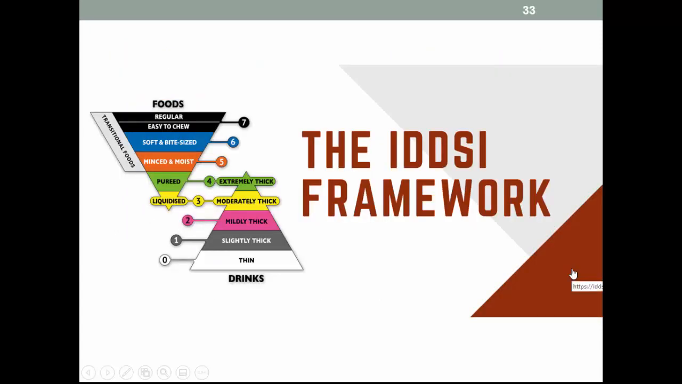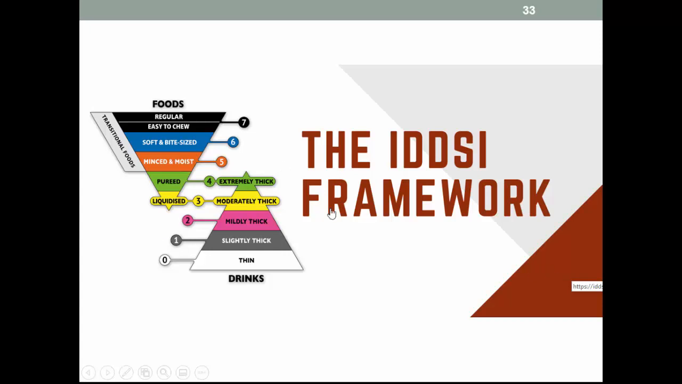The Dietary framework. This provides a common terminology to describe food textures and drink thickness, and it's hugely important. It's internationally used every day by dietitians. The Dietary framework is a continuum of 8 levels, 0 to 7, where drinks are measured from level 0 to 7, with level 0 being entirely fluid, while solid foods are measured from levels 3 to 7.